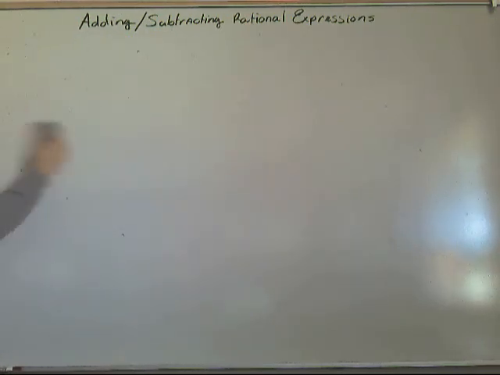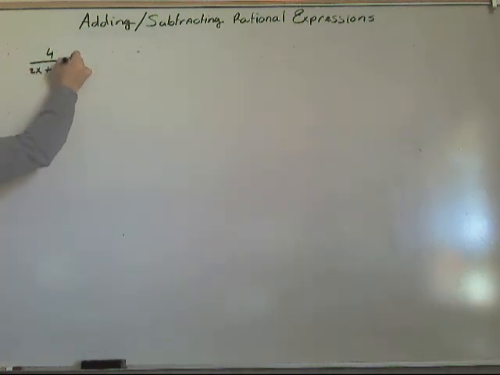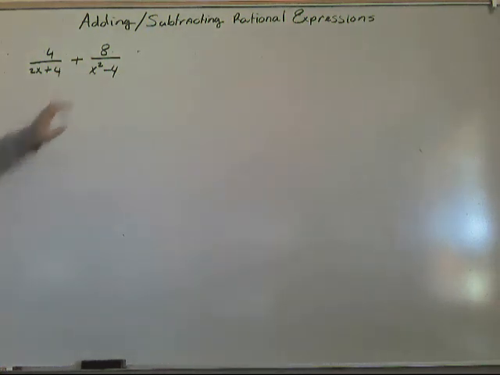So the next problem that we're going to do is 4 over 2x + 4, and we're going to add 8 over x squared - 4. So let's go ahead and start working on these denominators. If I look here, in this one I can factor out a 2 in the denominator. So that gives me 2(x + 2). There we go. So we put this denominator in factored form.